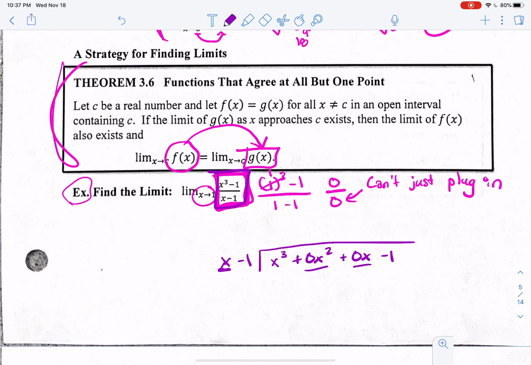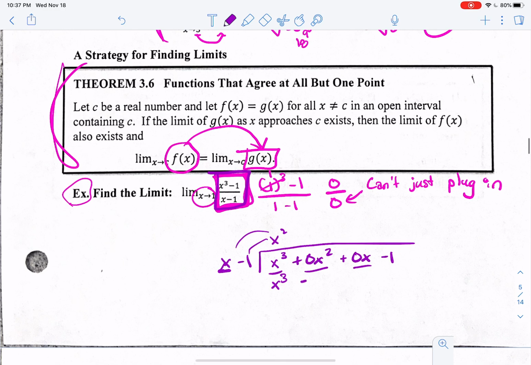So first question we ask, what do you have to take times x to get x cubed? And that's x squared. X squared times x is x cubed if I multiply them back through. X squared times negative 1 is negative 1x squared. And then we flip the signs, so minus plus, x cubes cancel out. 0x squared plus 1x squared is 1x squared, and I drop my 0x down.